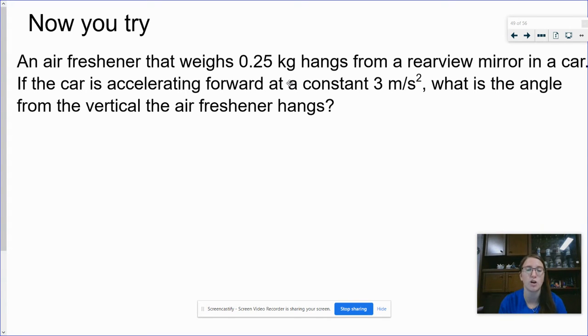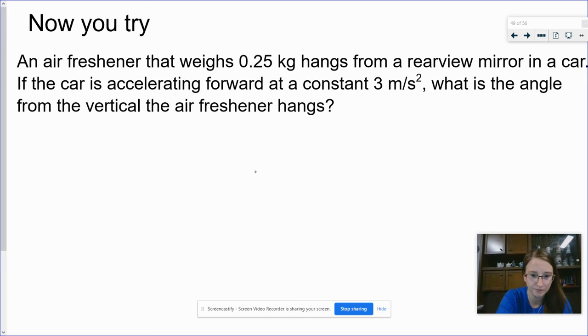Drawing a picture first is always your first step. So let's look at this. You have an air freshener that weighs 25 kilograms hanging from a rear view mirror in a car. Sound familiar? It's for a reason. The car is going forward at 3 meters per second squared with an acceleration. What is the angle from the vertical the air freshener hangs?